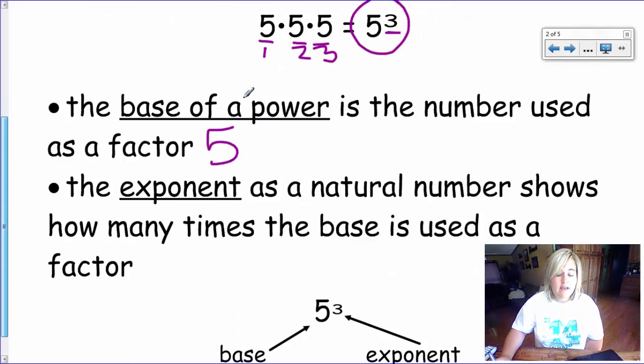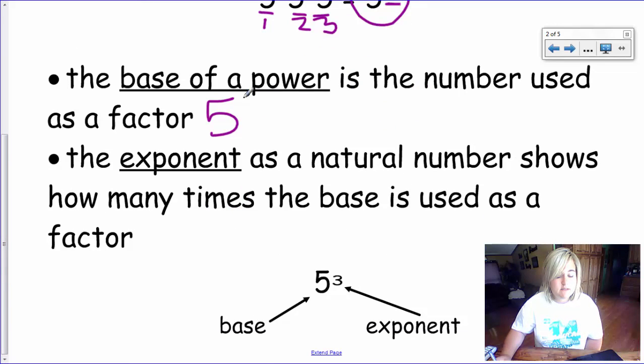The exponent as a natural number shows how many times the base is used as a factor. So that exponent, just like we talked about above, tells us how many times we're going to multiply the 5 by itself. So many times I've seen the mistake of 5 times 3 in this case, and that will not work. The 3 tells us how many times 5 is being multiplied by itself.